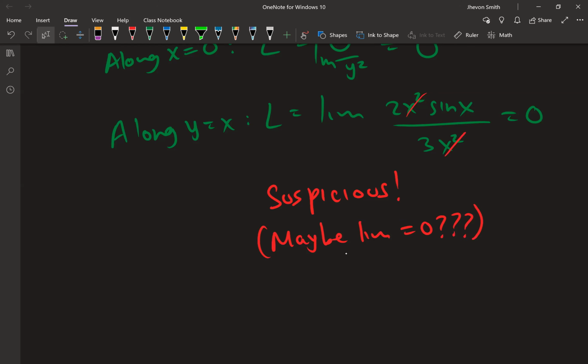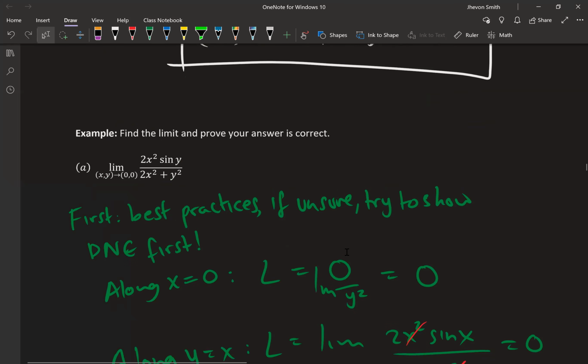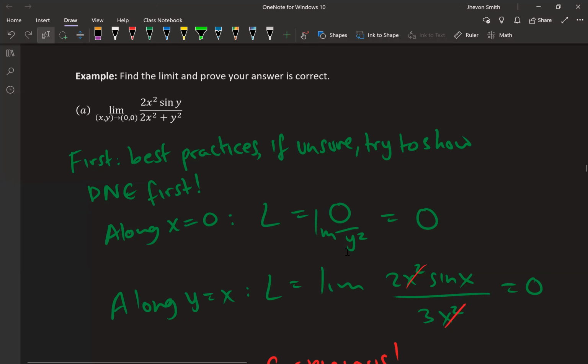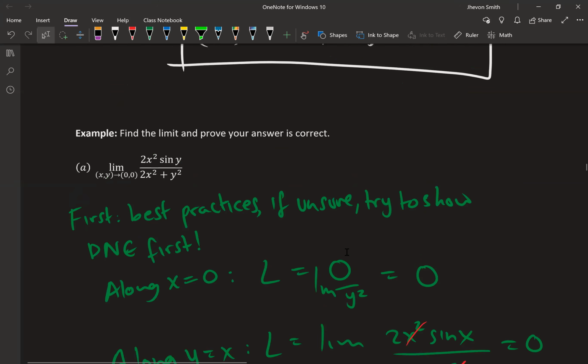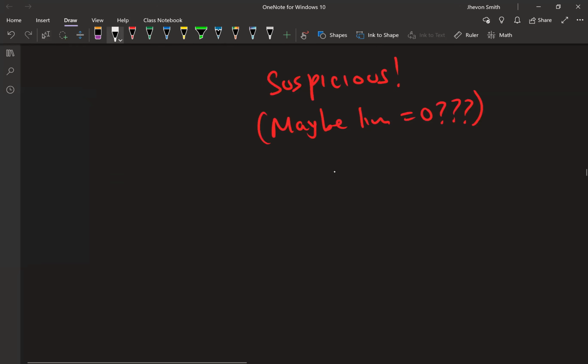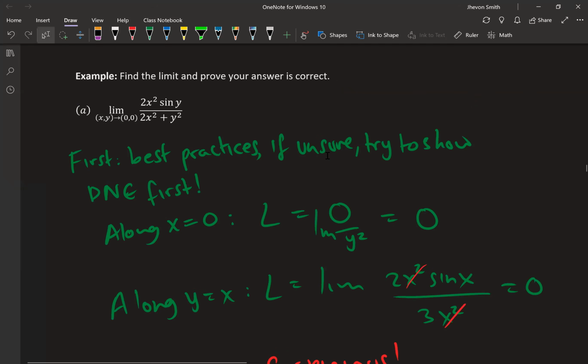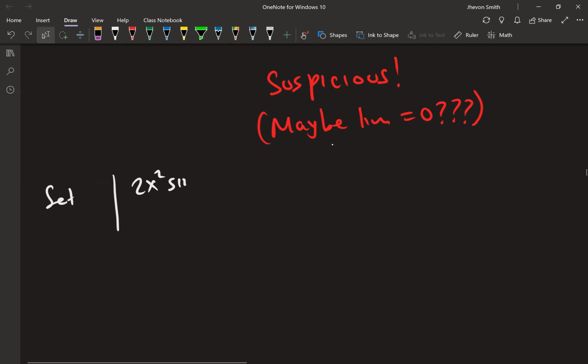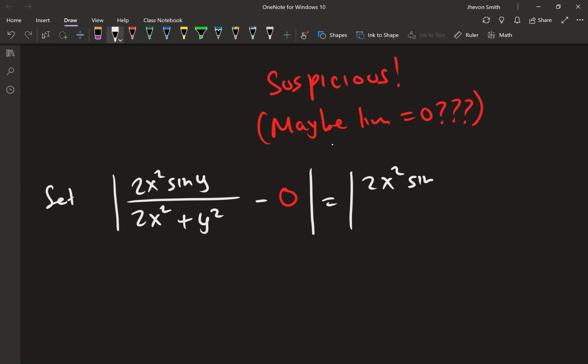Now you don't know, you cannot know from checking only two paths. So now you go into this process. How would you actually show that this is 0 by the squeeze theorem? So I want to prove this is 0. What do I need to set up? Set up an inequality with less than or equal to, and try to make the denominator smaller, or you can make the fraction bigger. So what you can do is take the expression here, 2x squared sine y over 2x squared plus y squared, minus the proposed limit of 0. Now that's of course equal to the absolute value of 2x squared sine y over 2x squared plus y squared.